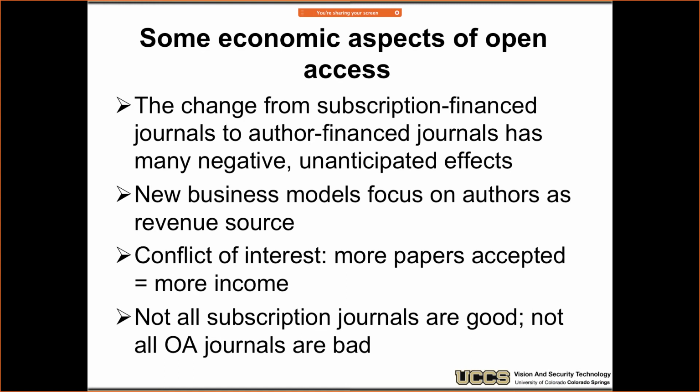Some economic aspects. So the change from subscription financed journals to author financed journals has had many negative and unanticipated effects. The new business model focuses much more on authors as a revenue source and presents a very strong conflict of interest. More papers accepted equals more income. Right? It used to be I was paid by subscription, which means I have to have enough quality that libraries care. If the authors are paying, I don't care what libraries think about it. I just need authors to pay. And if I can sell them papers, then I can get income, right?